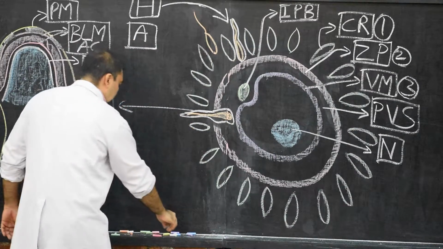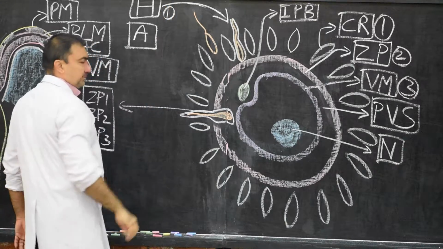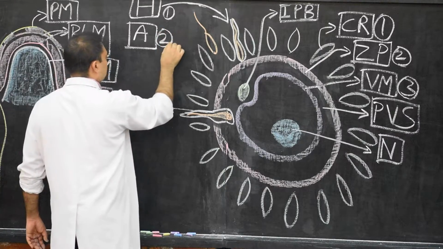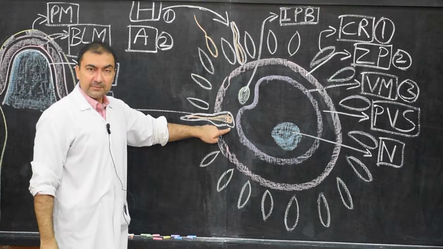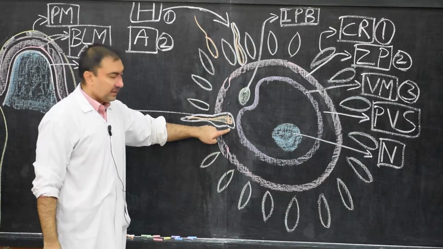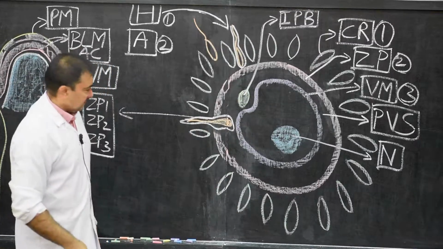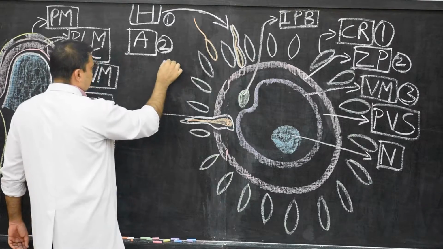So therefore, here I will mention the first barrier is crossed through hyaluronidase, with the help of its release, and the second barrier with the help of acrosin. Now, where is the spermatozoon lying? It is lying in the perivitelline space. Now comes the third barrier.